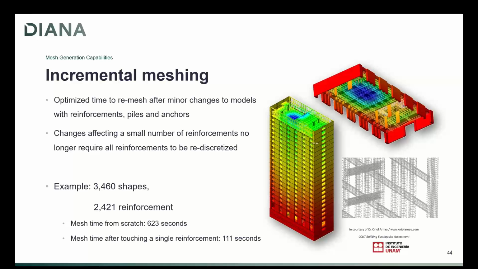For instance, here we have an example which we used in a course from Dr. Oriol Arnau. It's a building which consists of 3,460 shapes. It has 2,421 reinforcement bars, and if you mesh it from scratch, it takes roughly 10 minutes. If for any reason you need to change something in one single reinforcement bar and you remesh it, it takes 111 seconds. So it's almost a factor 6, and believe me, this is not a big model. So you can imagine that the impact of incremental meshing is even more beneficial the more complex and the bigger your model is.